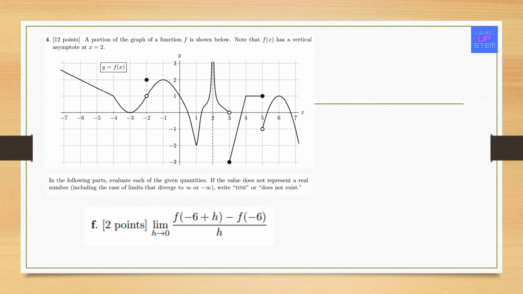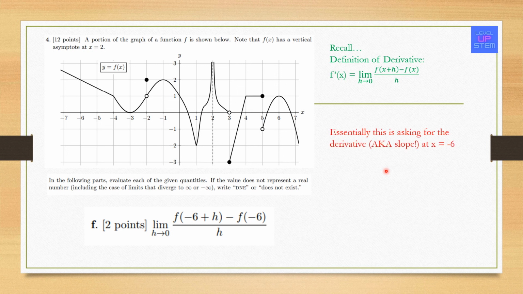For part F here, we have the limit as h goes to 0 of this expression here. This expression looks pretty familiar, and that's because it's the definition of the derivative: f prime of x equals exactly what's right there. So because of that, we can essentially take the derivative at x equals -6, and that's just the slope of this line right here. The slope of that line, it looks like we're going to go down by 1 and over by 2, so that should be -1/2.